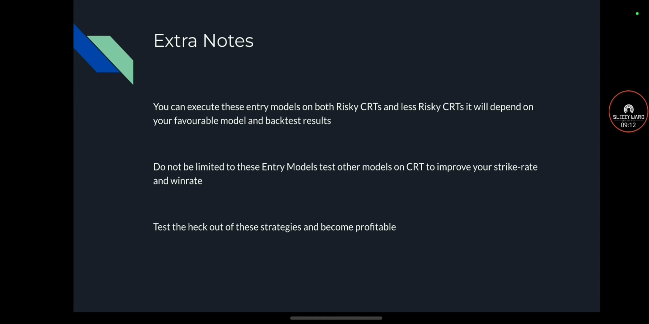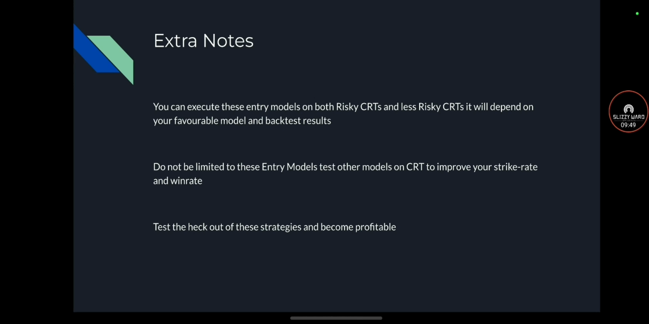What do I mean by this? You can be shocked to see that for you, the 2022 model or other models would be better off using them in line with CRT, since CRT is actually easy to implement. It is very simple and you can implement it with multiple entry models, like I did with the unicorn in this example. And finally, test the heck out of these strategies and become profitable.